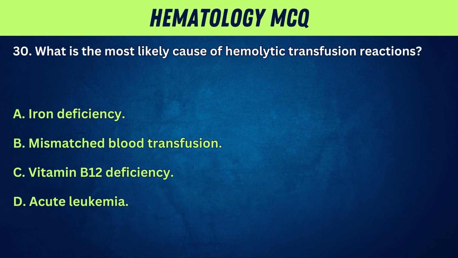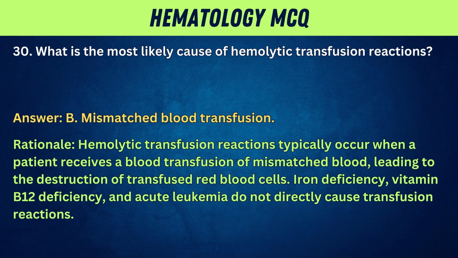30. What is the most likely cause of hemolytic transfusion reactions? A. Iron deficiency. B. Mismatched blood transfusion. C. Vitamin B12 deficiency. D. Acute leukemia. Answer: B. Mismatched blood transfusion. Rationale: hemolytic transfusion reactions typically occur when a patient receives a blood transfusion of mismatched blood, leading to the destruction of transfused red blood cells. Iron deficiency, vitamin B12 deficiency, and acute leukemia do not directly cause transfusion reactions.